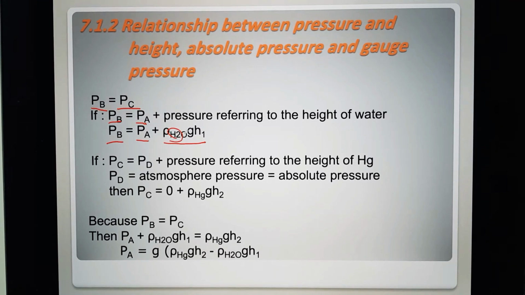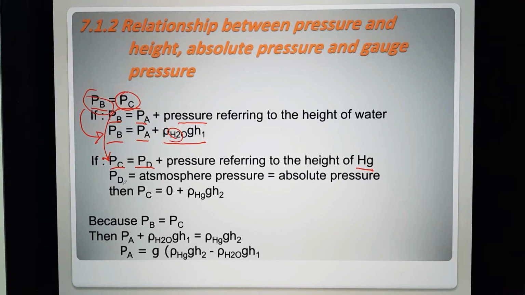This H rho G, I believe you have learned in physics during your secondary school. This refers to the pressure that depends on the altitude. Now for the second condition, the pressure of C. For PB, we have settled this one. Now we move on to PC. The pressure at C is equivalent to the pressure of area D plus the pressure due to the height of Mercury. Mercury is basically the reference.